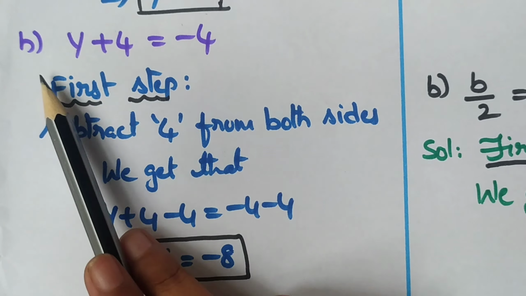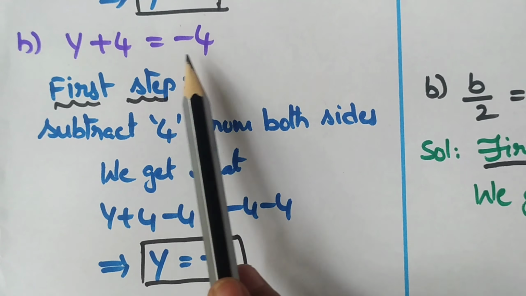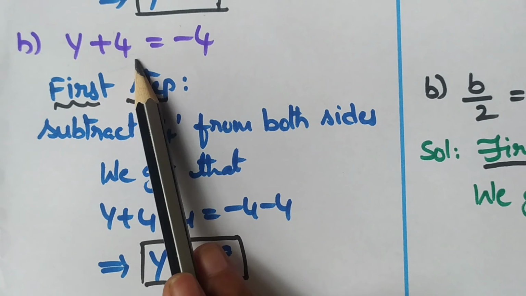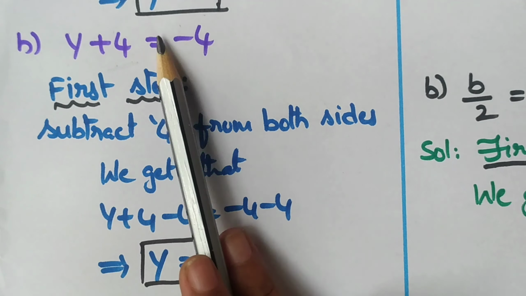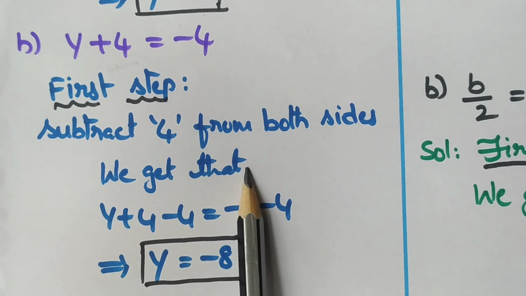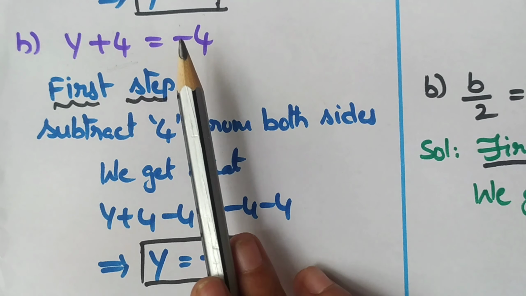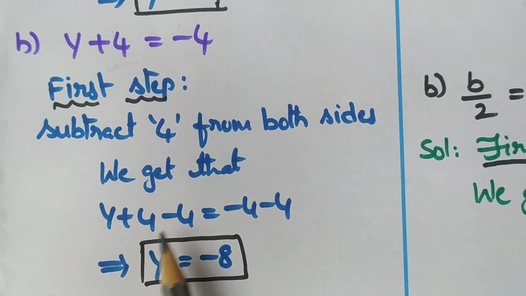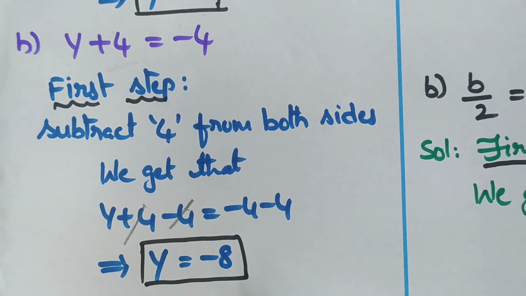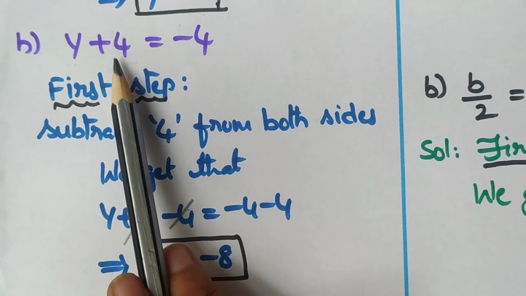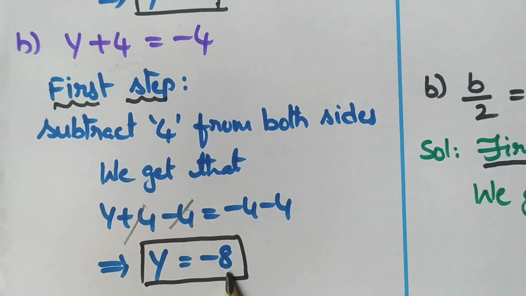Okay friends, now let us see H bit, that is y plus 4 is equal to minus 4. Here it is plus 4. That means, if it is add 4, we have to subtract 4. So subtract 4 from both sides. We get that. Now y plus 4 minus 4 is equal to minus 4 minus 4. Now here plus 4 minus 4 get cancelled, and we are left with y is equal to minus 4 minus 4. Minus 4 minus 4 is minus 8. So it is y equal to minus 8. Y plus 4 is equal to minus 4, where y equal to minus 8. With this, H bit and problem number 1 both get completed.